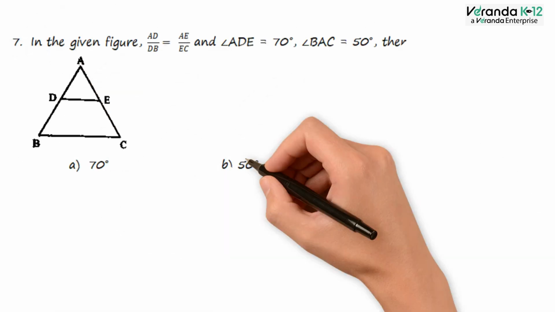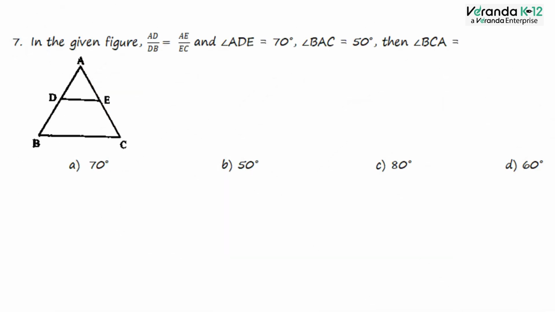Question number 7. In the given figure, AD by DB equal to AE by EC and angle ADE is equal to 70 degree. Angle BAC is equal to 50 degree, then angle BCA equal to. Options given are A 70 degree, B 50 degree, C 80 degree, D 60 degree.